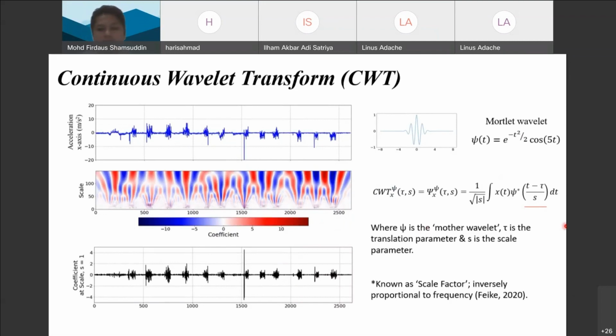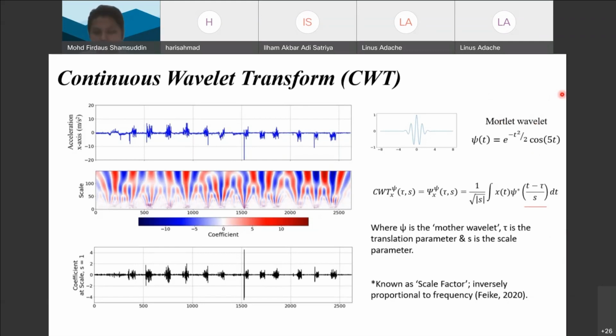The difference between wavelet transform and Fourier transform is that Fourier transform uses an infinite amount of sine waves. However, wavelet transform uses a different kind of wave called wavelets. For this specific analysis, I'm using a wavelet called the Morlet wavelet. And it is finite.